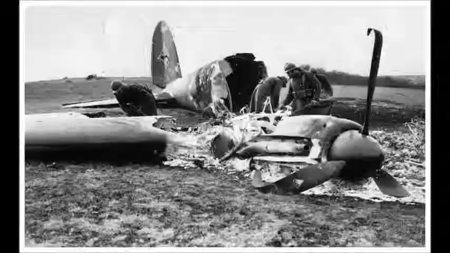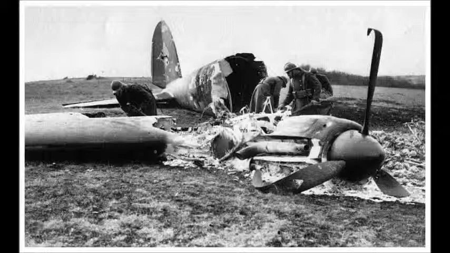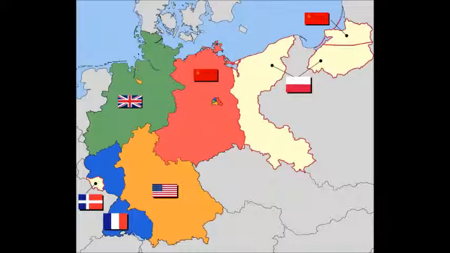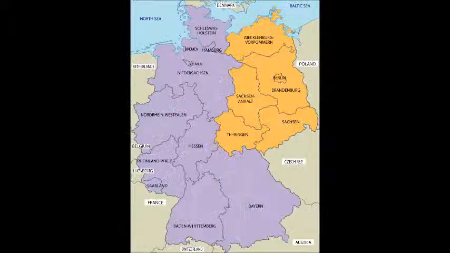In the aftermath of World War II, Germany was divided into 4 zones, with each zone being governed by a different country. West Germany was split among Britain, the United States, and France, while East Germany was controlled by the Soviet Union. Berlin was also divided among the 4 countries, with the Soviet Union retaining almost half the city.